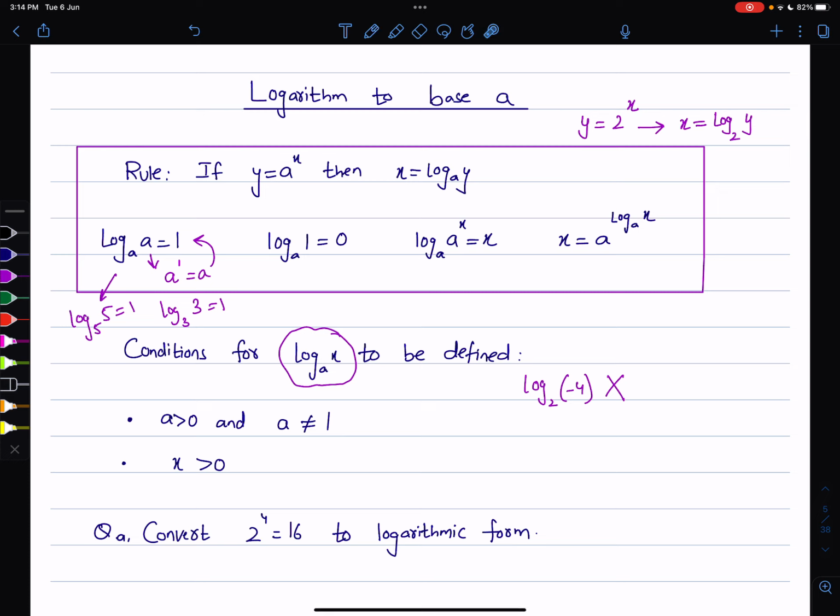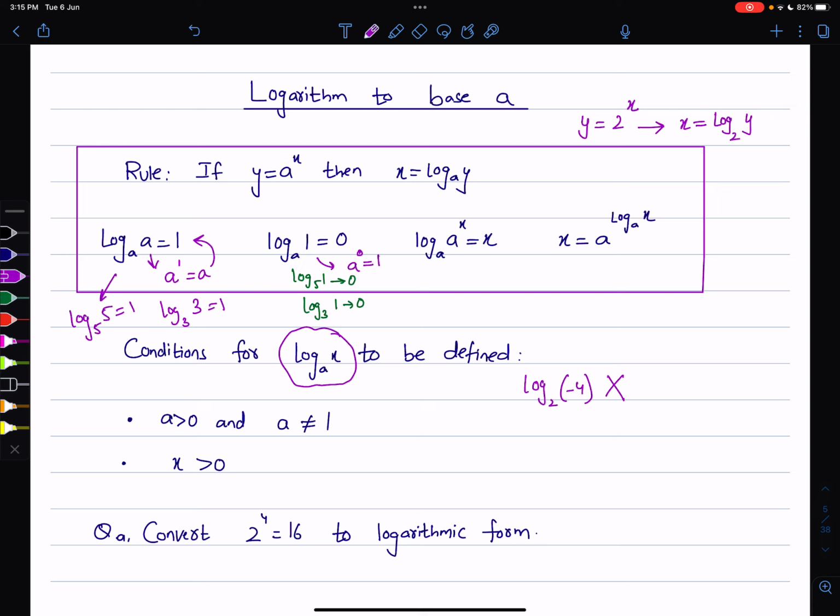The second rule is log to the base a of 1 is 0. Why is this? Because if we convert this into an exponential form, a to the power of 0 is equal to 1. So log to the base a of 1, the answer is always going to be 0. For example, log to the base 5 of 1 is 0. Log to the base 3 of 1 is equal to 0.